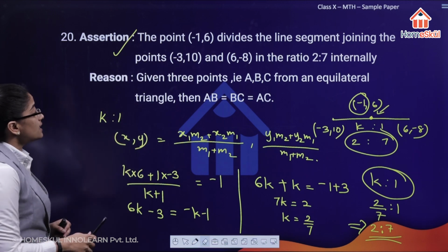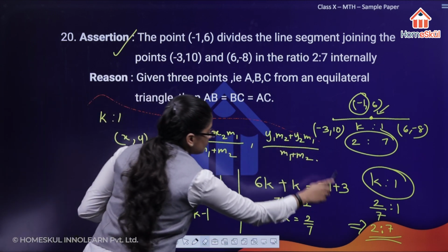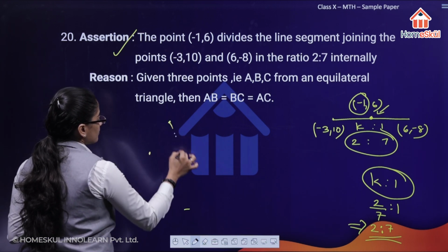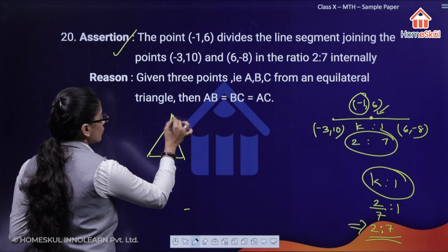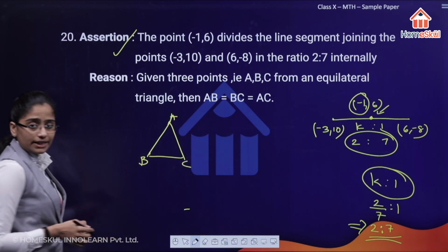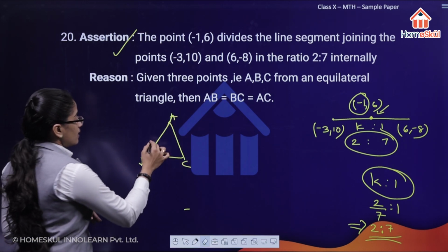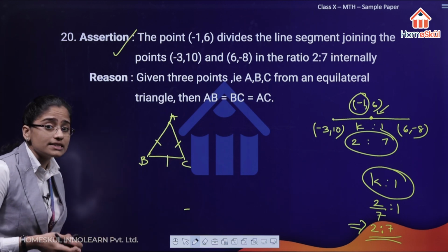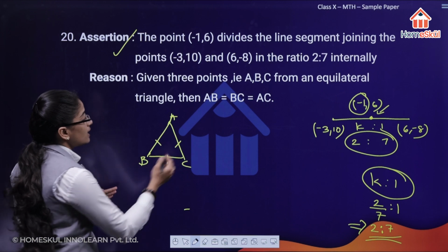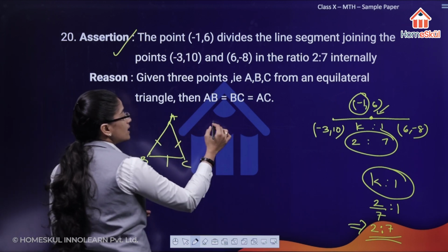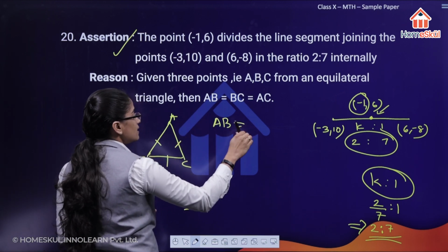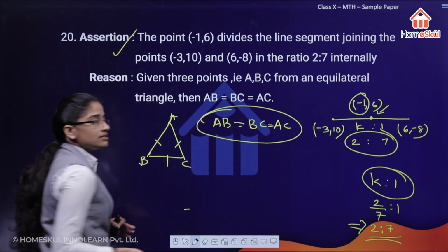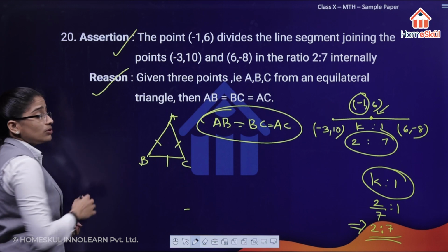Okay, then considering the reason statement. In the reason statement, it is given that A, B, C are 3 points of an equilateral triangle, and then what is the property of an equilateral triangle? All the 3 sides are equal and all the angles are equal, right? That means if ABC is an equilateral triangle, then AB is equal to BC is equal to AC. This is also true. So the reason statement is also true.